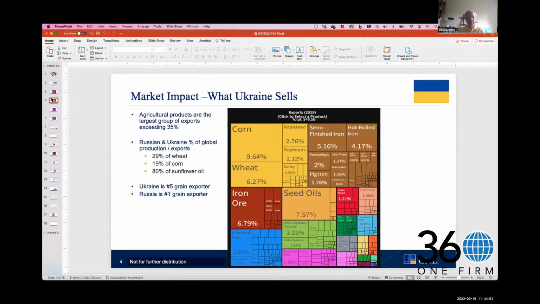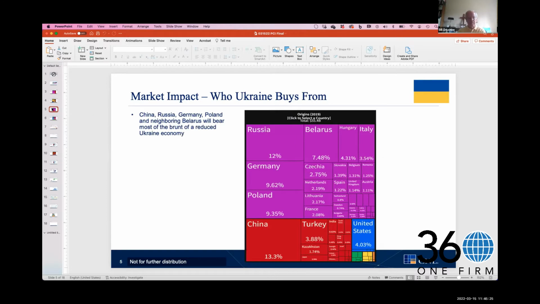You can see here the vast majority of exports are in the grain area. And you can see it's all broken down, a total of about 35% overall. In combination, Russia and Ukraine are major exporters of grain to the rest of the world. As the note here, 29% of wheat, 19% of corn, and 80% of sunflower oil. So you can just imagine the amount of impact that a reduction of these types of exports may have. Go ahead and next slide.